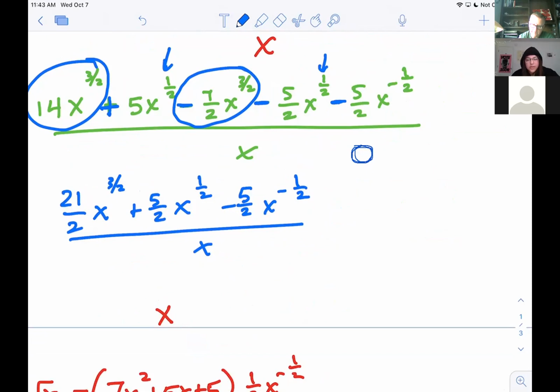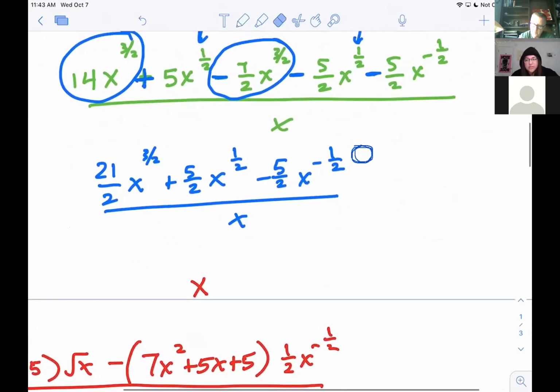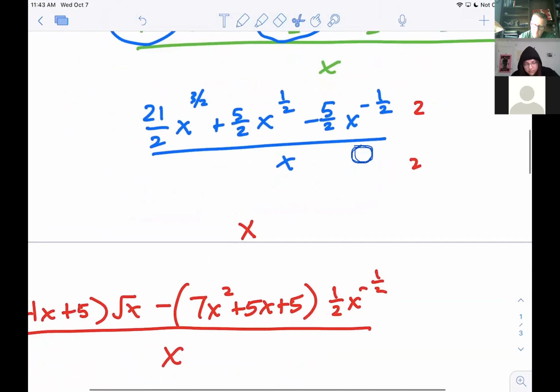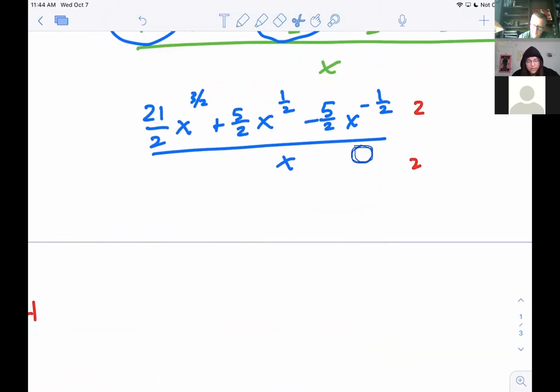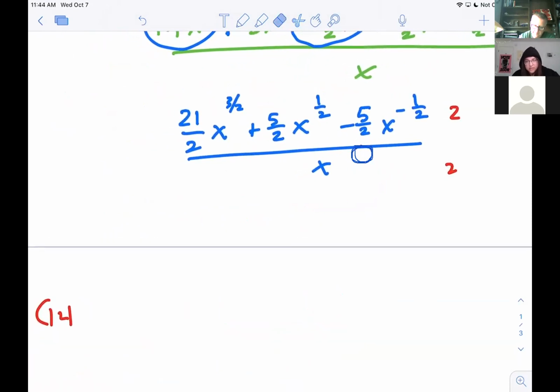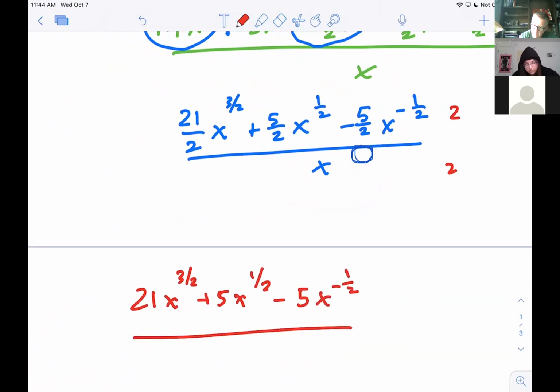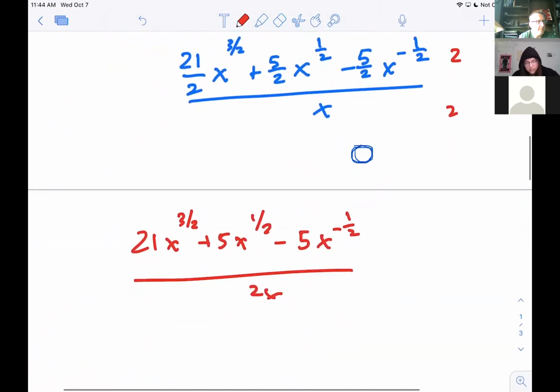You can multiply out the denominator. Yeah, so if I multiplied top and bottom by 2, what would I have? It would all be over 2x. And all of those 2's would be gone. So now I just have 21x to the 3 halves plus 5x to the 1 half minus 5x to the negative 1 half, over 2x. That's better, right? Oh yeah.